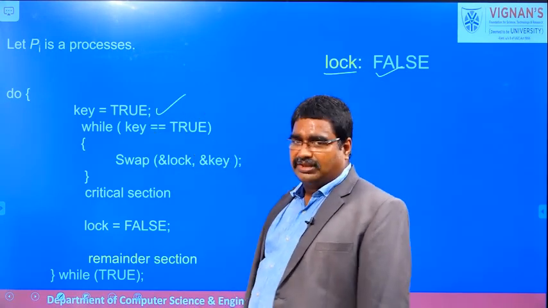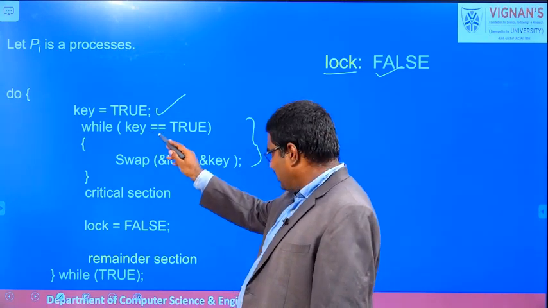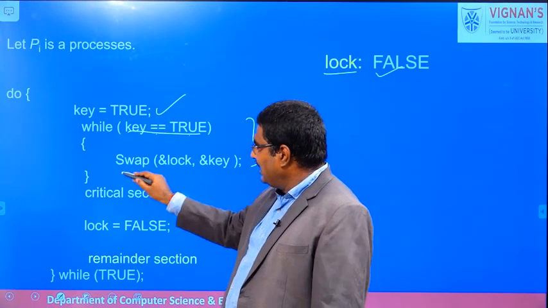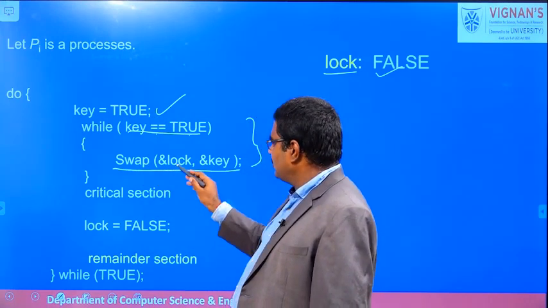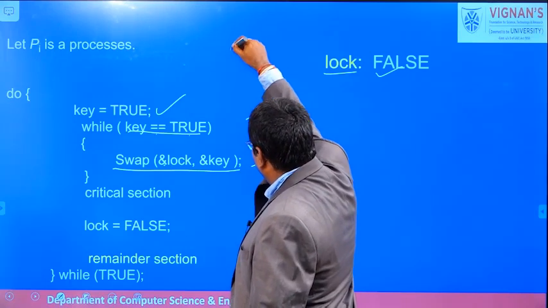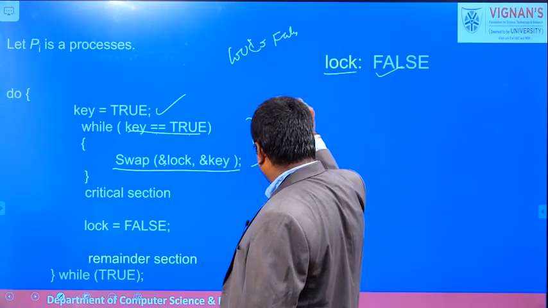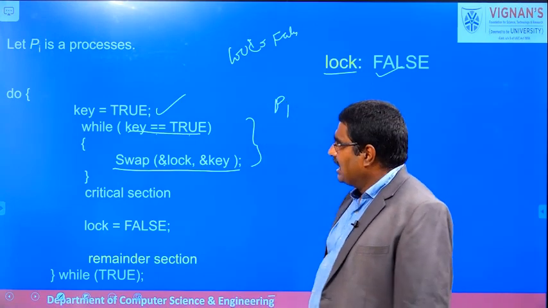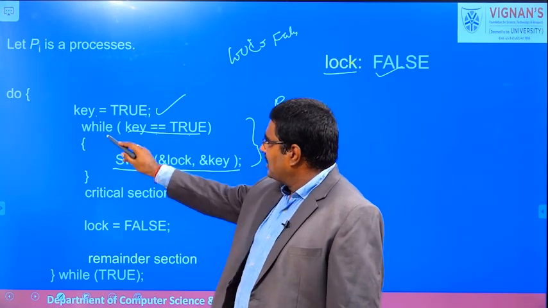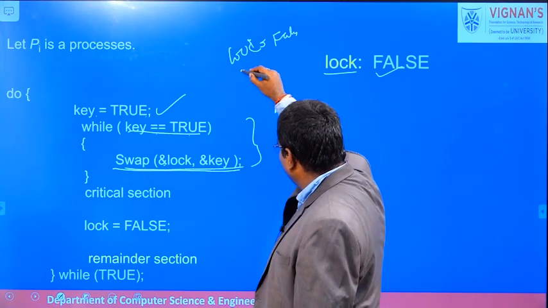Initially we assign true to the key Boolean variable. The entry section code is while key is equal to true. Already the key value is true, so initially this condition is true, and it directly executes the swap function. What is the swap function? It simply swaps the lock and key variables. Already we know that lock is a global Boolean variable. Its initial value is false. If P1 is the first process to enter into the critical section, at that time in the P1 process, key is a local variable, its initial value is true, and it calls while key is equal to true, and then calls the swap function, which simply exchanges the key and lock.